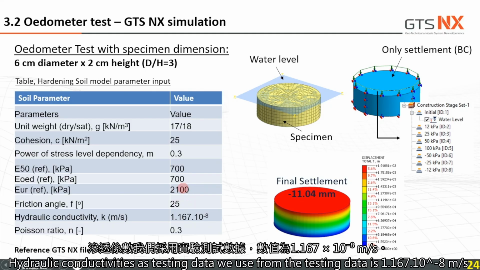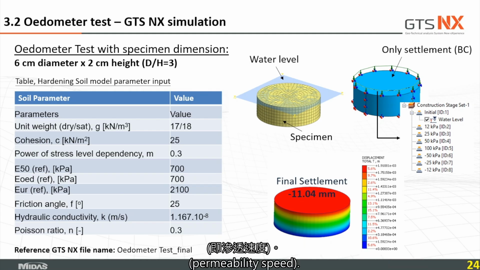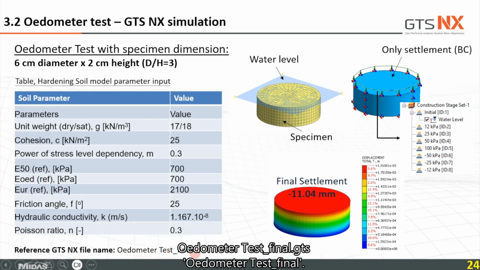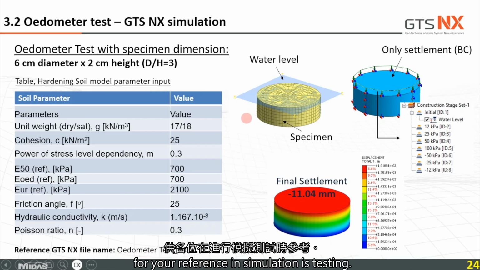For hydraulic conductivity, we use the testing data, which is 1.167 multiplied by 10 to the power of minus 8 meters per second. The Poisson ratio we use is 0.3. You can have the reference GTS NX file name of the simulation, the Oedometer test final, for your reference in simulating this test.